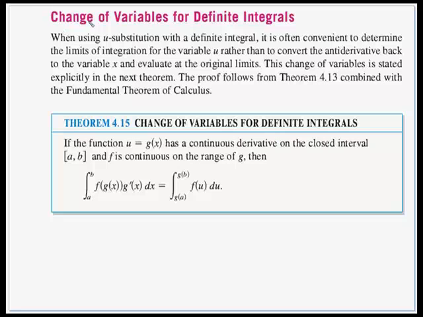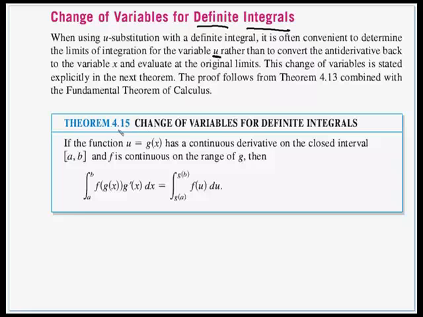Okay, now let's switch gears over to definite integrals, and we'll talk change of variables for those definite integrals. When we're using a u-substitution with a definite integral, it's often convenient to determine the limits of integration for the variable u, rather than convert the antiderivative back to the variable x and evaluate those original limits. This change of variables is stated explicitly in this next theorem. The proof follows from theorem 4.13 combined with the fundamental theorem of calculus.